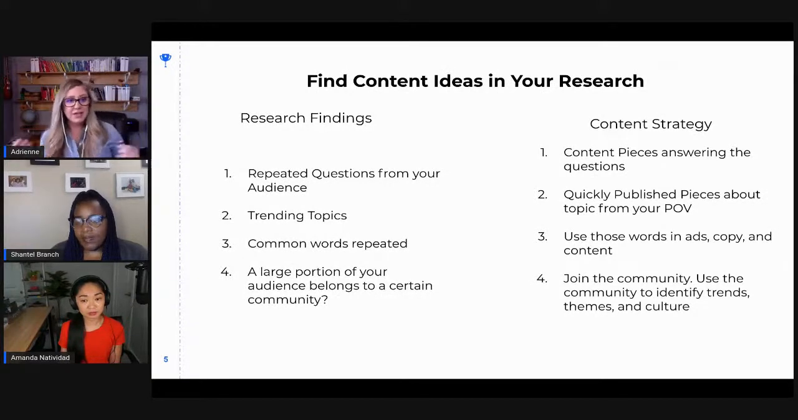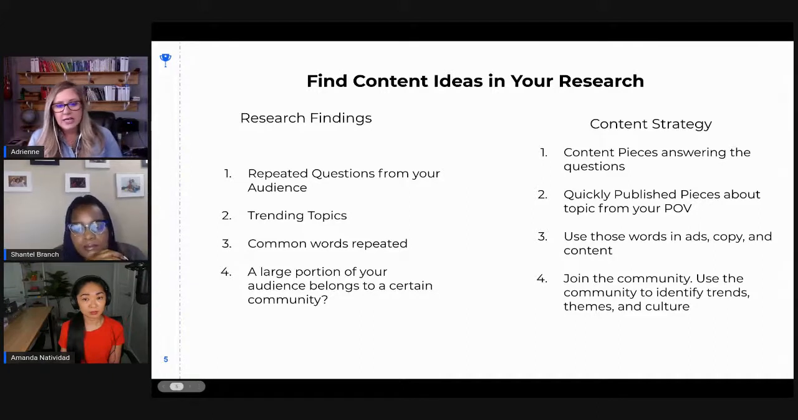And one of the ways that I do that, so we were talking about having audience research and really being able to curate a content strategy from that, right? Like actually understanding, well, okay, so we've got all this data, we've heard all these things, we've done this social listening, now what? How does that become a piece? And so here I laid out the research findings and how you can turn that into a content strategy. So repeated questions from your audience. Those can be content pieces answering the questions. It can be as simple as that.